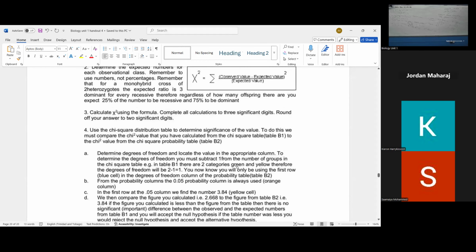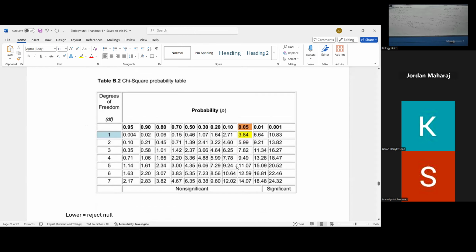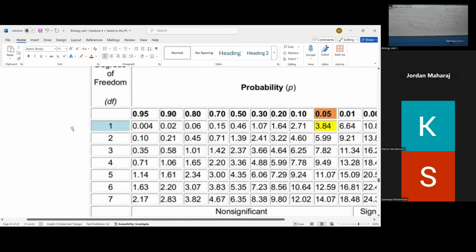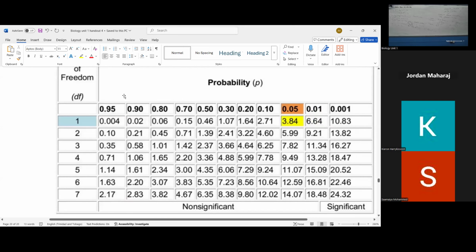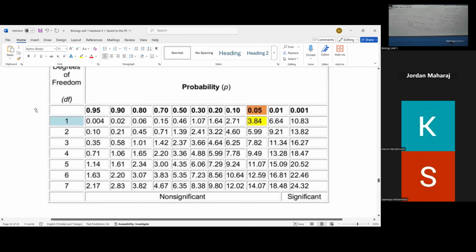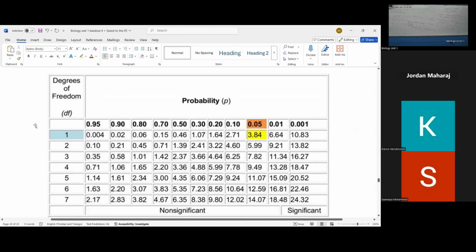So this table should look familiar, right? It's a probability table. It helps us with probability. So what the chi-square test is doing is dealing in terms of probability. So how it works: if something has a chance of 0.05, that represents 5%.